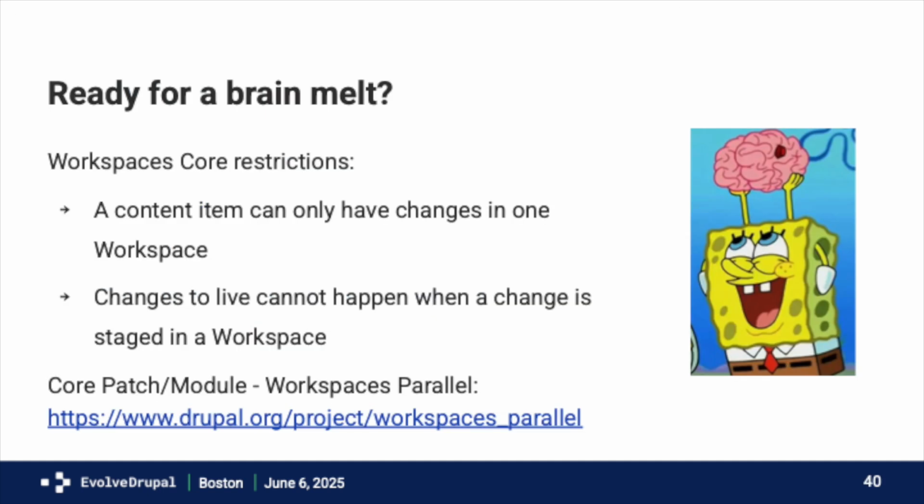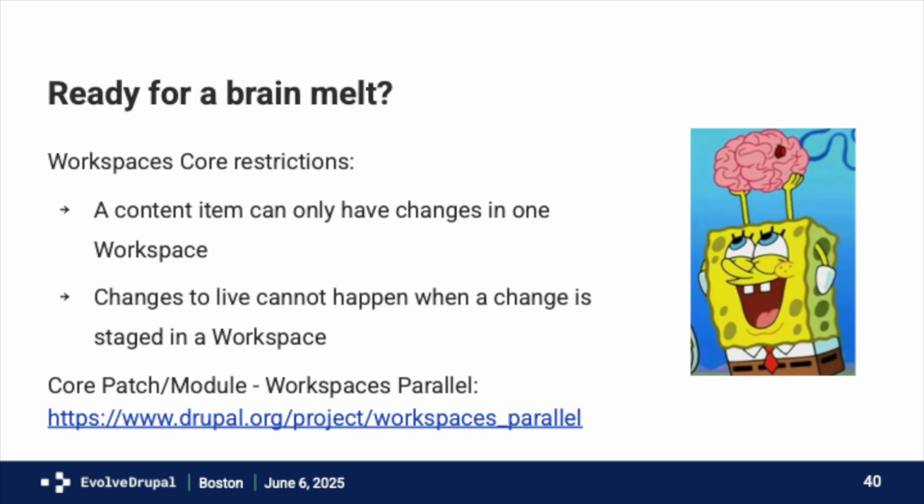So, all right, who's ready for a brain melt? Drupal core restricts you to one item per workspace right now. That's a core restriction. It means that a content item can only have a change in one workspace. If you have a piece of content in Stage, you cannot edit the same one in Live. You'll get an error. This is for good reason. It's a bit confusing. But it's possible that this is fine with what you want to do.